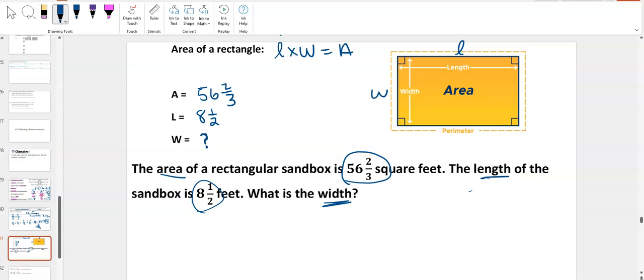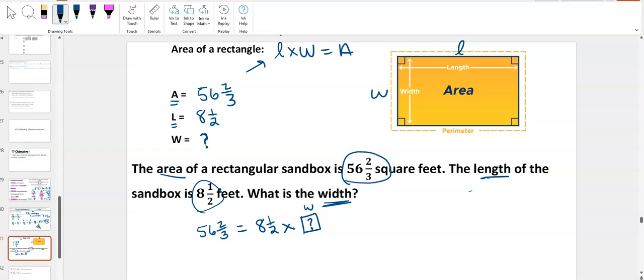So I'm going to put these into this equation over here. I know that A, or area, is 56 2/3. I know length, or L, is 8.5. And I don't know what the width is. So you can put a box to represent that missing piece. You could put a question mark. You could put a W for width. Any of those would be appropriate. Okay. And what we need to do is figure out what the width is.